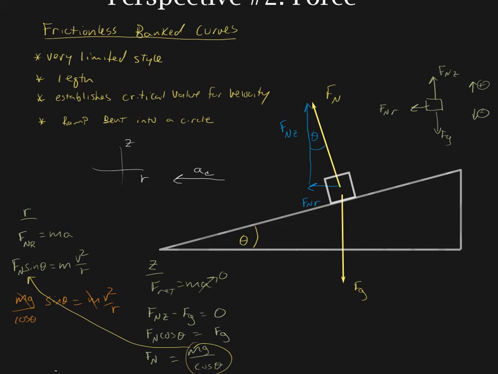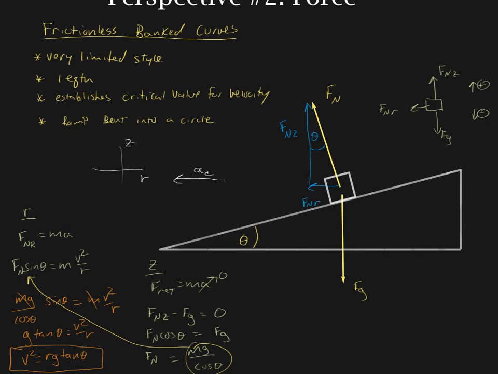Mass is going to cancel out of our equation. Sine theta over cosine theta is tangent theta, so we get g tan theta is equal to v squared over r. Or the common way of writing this equation is v squared is equal to rg tan theta. And this is the frictionless banked curve equation.